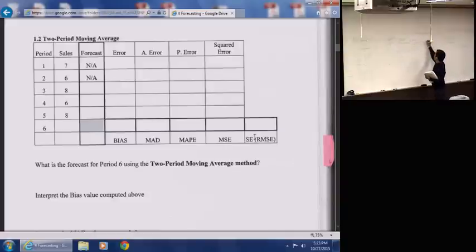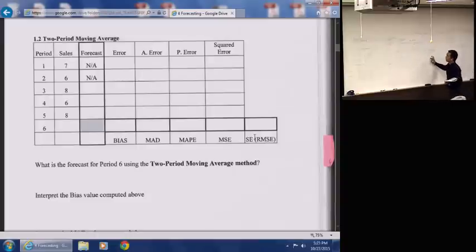Percentage error, what do you get? The first one is 18.75. How do you get that number? Percentage error means you take the error divided by the actual value, which is sales, and then take the absolute value. So it's 1.5 divided by 8, which is 18.75%. That's the first value.